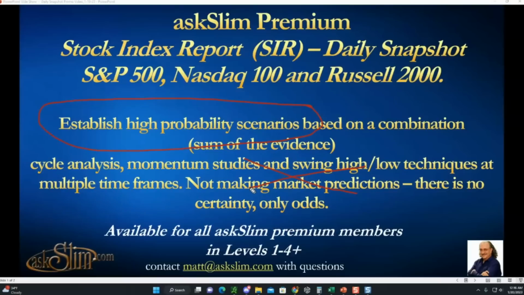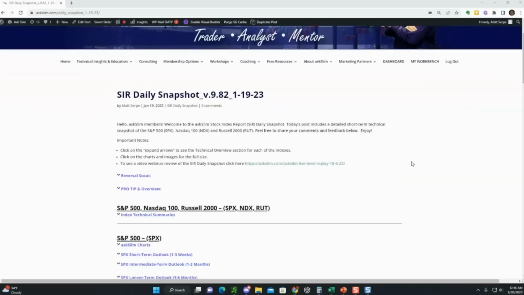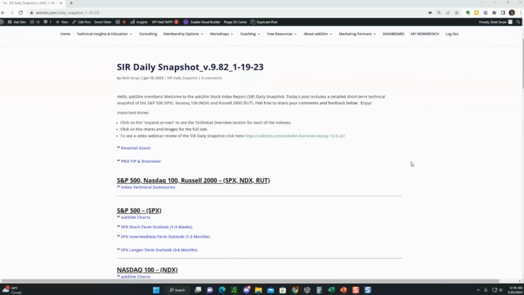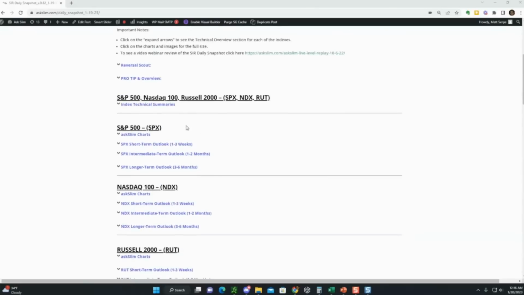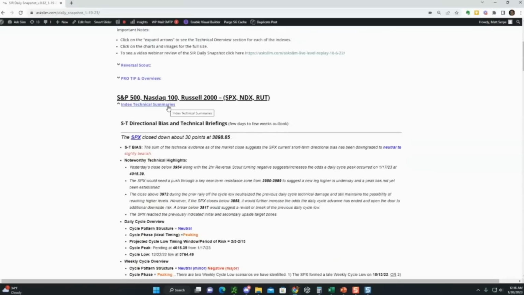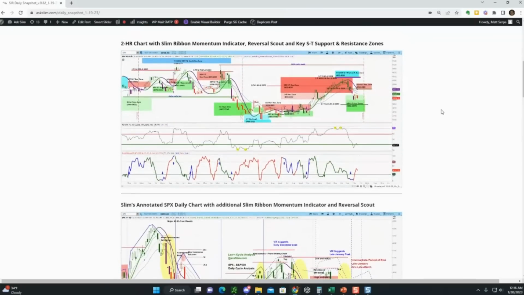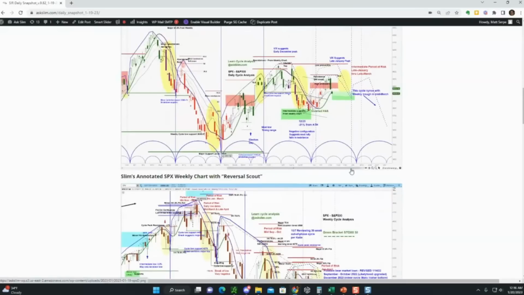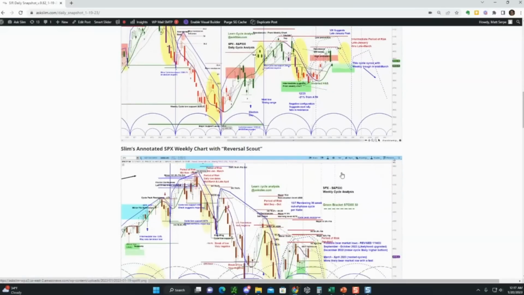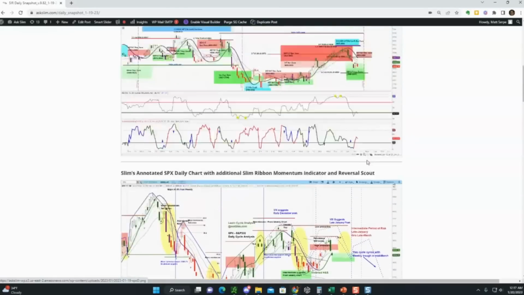All right, so let's go take a look at yesterday's daily snapshot. Okay, so yesterday's daily snapshot is right here. What you'll notice is that in each report we have 5 sections, and we provide this information for each one of our indexes. So we have our technical summaries, which are a comprehensive overview of the technical conditions. And then we have our custom charts, our 2-hour, our daily, and our weekly charts. And these are reviewed and uploaded in every report.